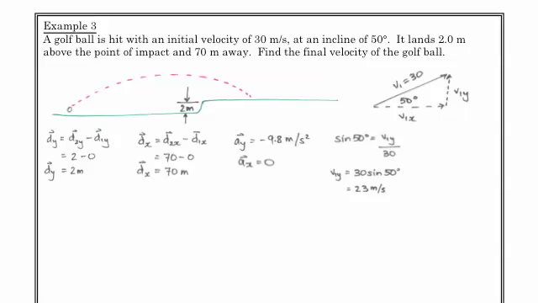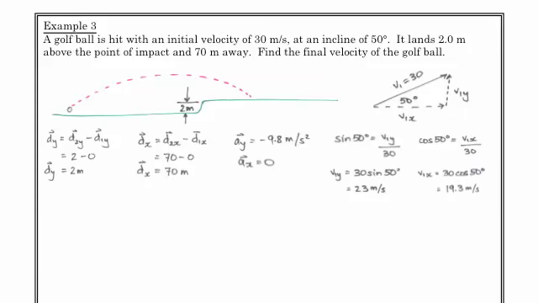What about v1x? Well, v1x is the adjacent side. So the cosine of 50 is equal to the adjacent over the hypotenuse. And once again, we can rearrange and punch this into our calculator, and we get 19.3 meters per second. So look at all the information that we've extracted from this question. There's tons and tons of information in here.